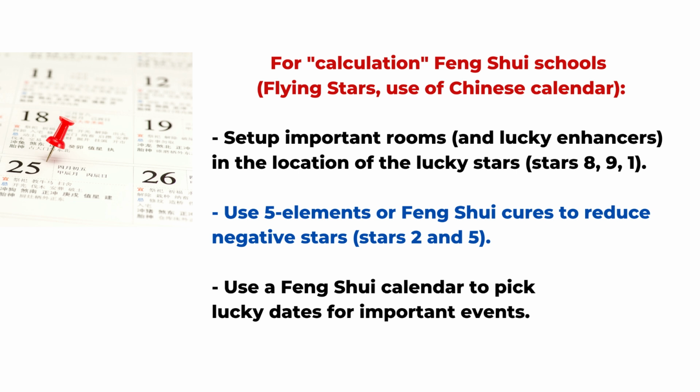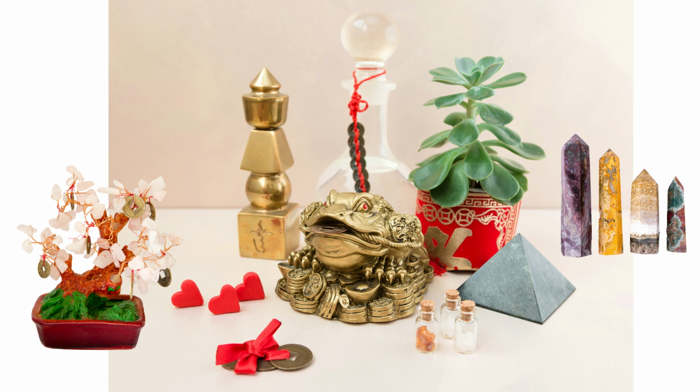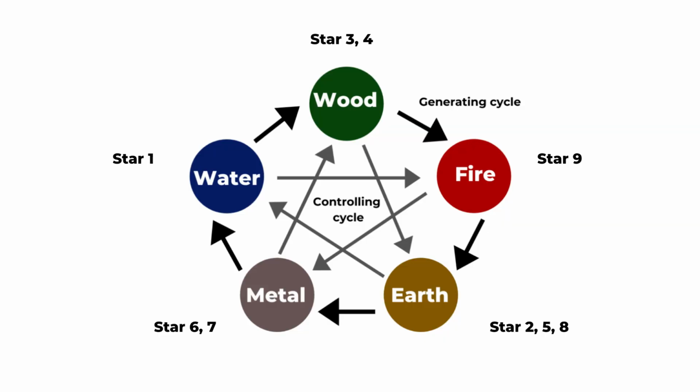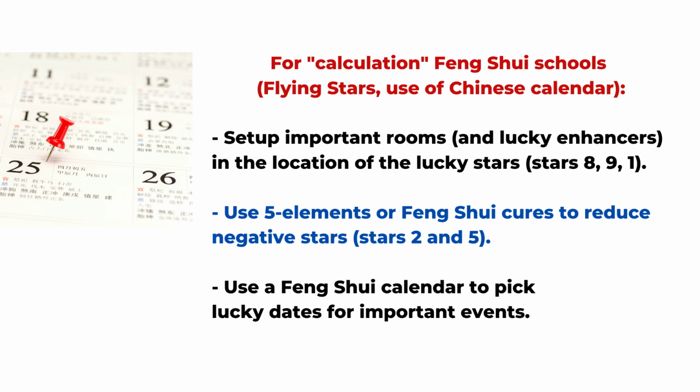And you can set up lucky Feng Shui items or enhancers in those lucky directions, including money enhancers such as money frog, crystals, or any artwork that symbolize prosperity. And for the negative stars, you can use the 5 element to control or reduce the energy of the stars. Usually the negative star means star 2 and number 5 in the flying star Feng Shui. And you can also add Feng Shui cures, such as bronze bell, metal wind chime, and so on.